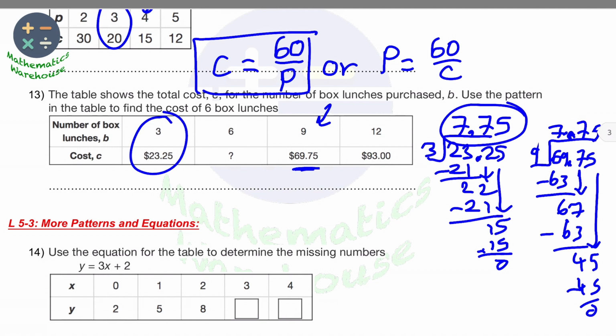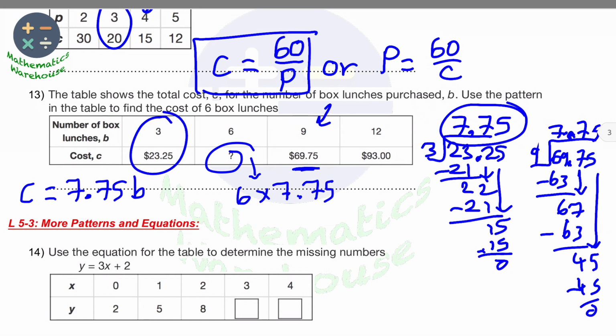So the rule is C equals 7.75B. To find the missed number here, we have to multiply by 6. So this number equals 6 multiplied by 7.75, which is 46.5. And this is the answer.